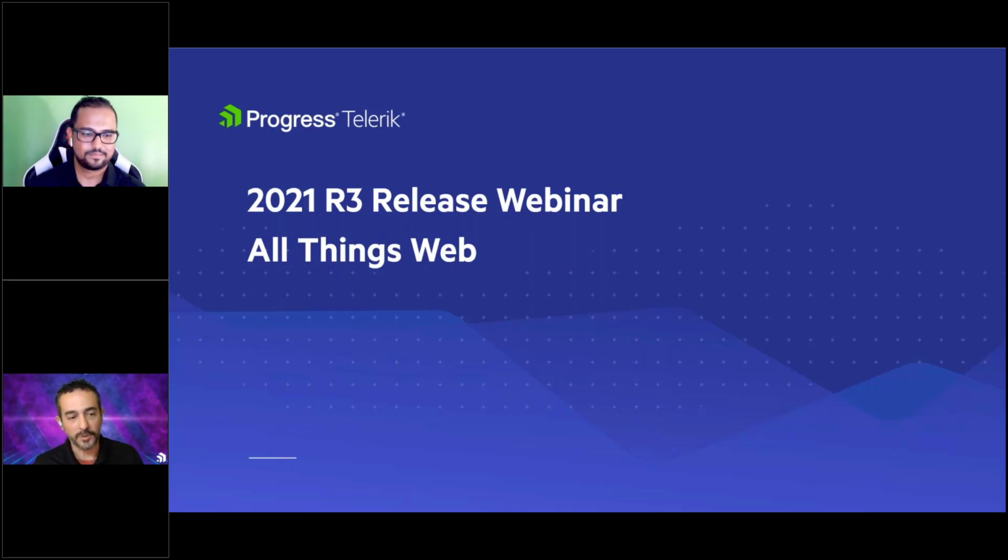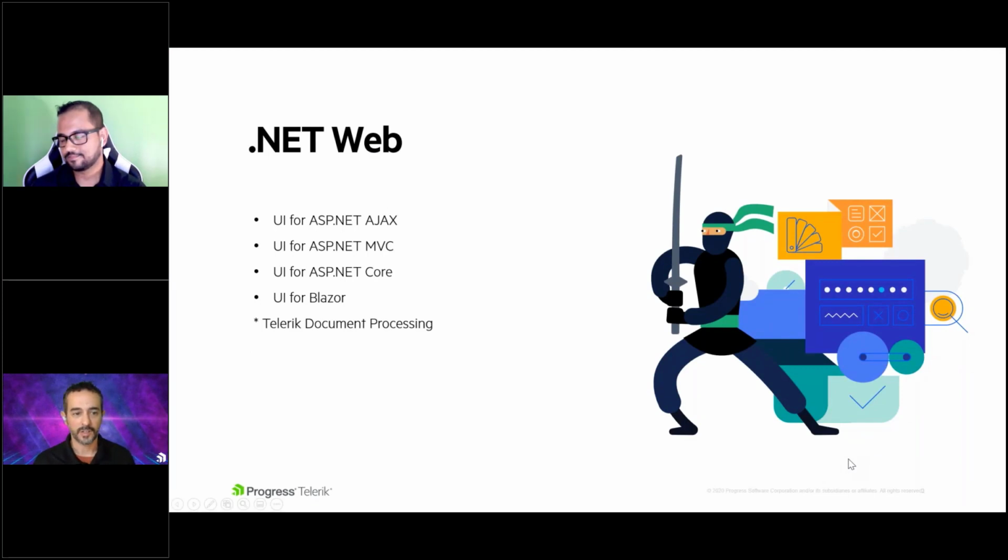All right, so I'm going to cover everything I can, all things web for our Telerik products today. That suite of products includes a lot of your favorite .NET technologies: ASP.NET AJAX, MVC, ASP.NET Core, and of course, Telerik UI for Blazor. You'll also hear me mention Telerik Document Processing, and Sam will as well, because this is a document processing library that is available with all of our control suites, so you can do Office document manipulation and creation on the fly. We've updated that in this release as well, so keep your eye out for that one.